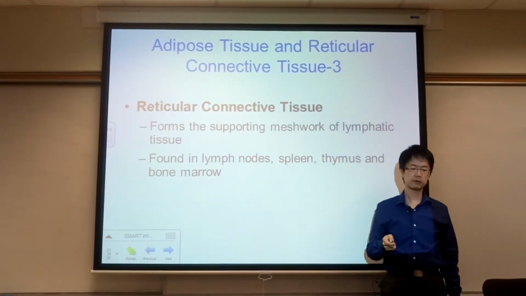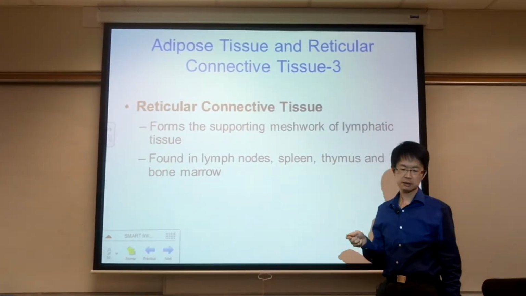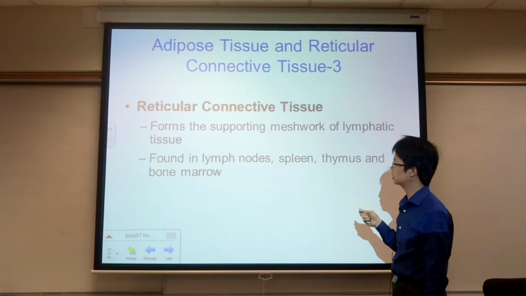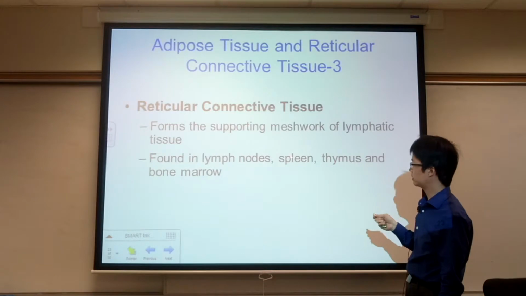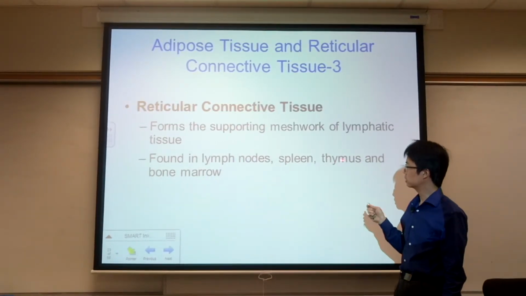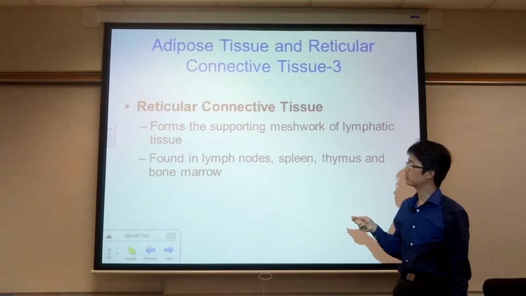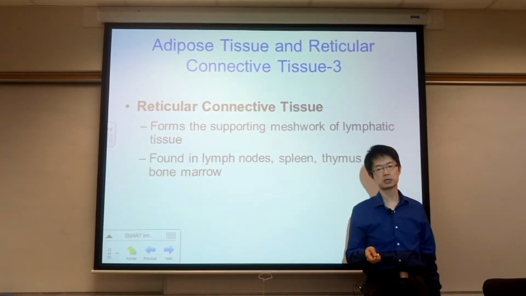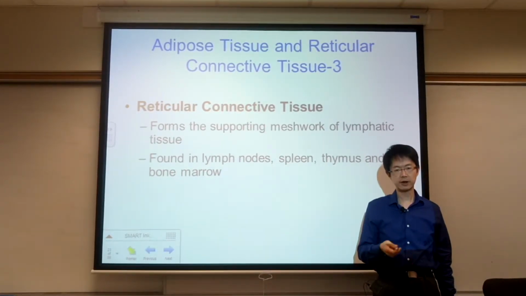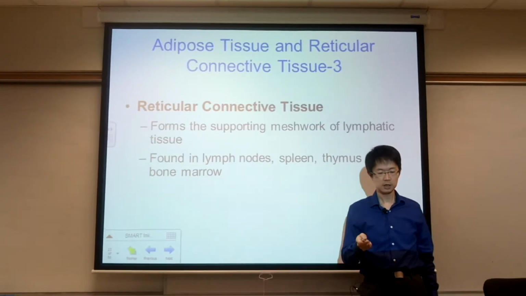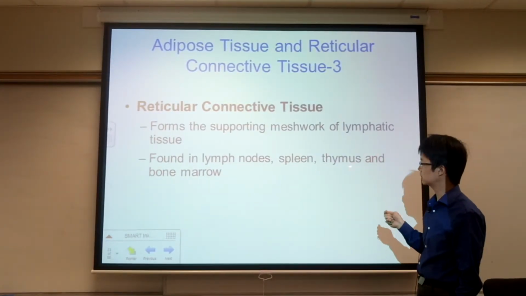And then last time, you have the reticular connective tissues. Reticular connective tissues form the lymphatic tissues. They form the lymph nodes, spleen, thymus, and bone marrow. All these are the lymphatic organs. Reticular connective tissue, as the name suggests, contains reticular fiber, which is the thinnest, weakest of the fibers. So reticular connective tissue is very weak and soft, and that's why we use that to form your lymphatic systems.